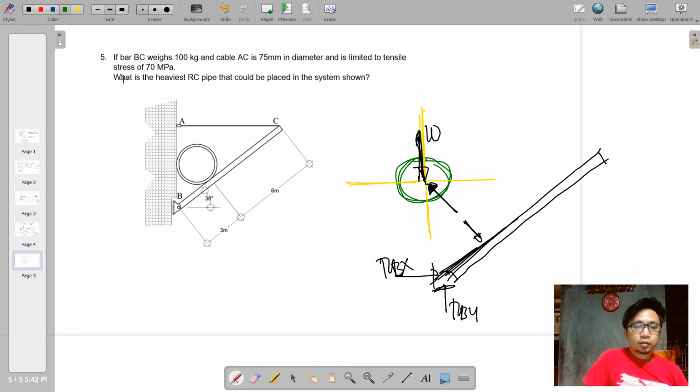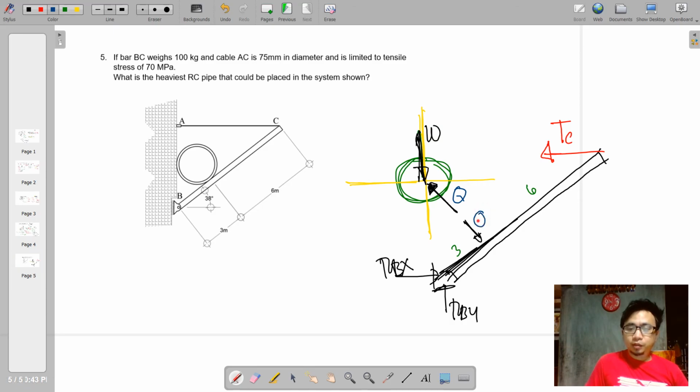So let us take note of the distances here. We have here 3 meter and a 6 meter here, plus a cable tension at C. See, this is tension C. So how can we connect now TC and W? Of course, we will work first for this variable here. Say, I'll just designate that as Q.